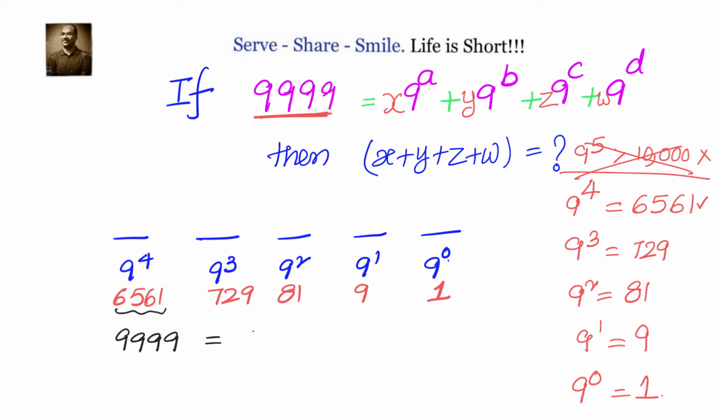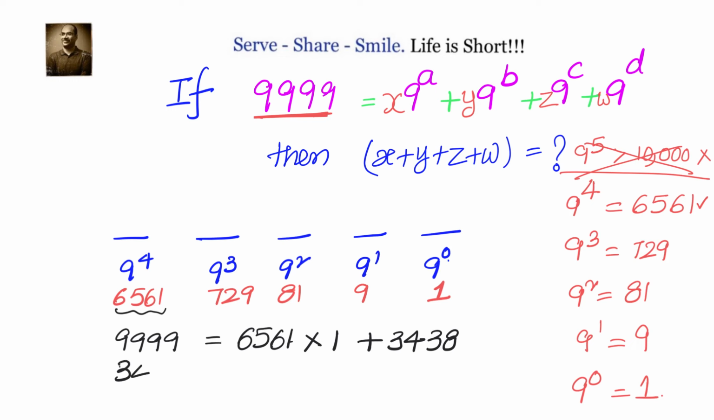9999 equals 6561. One time it will go in, and what will be our remainder? 3438. So our leftmost digit is 1. We will write that afterwards.